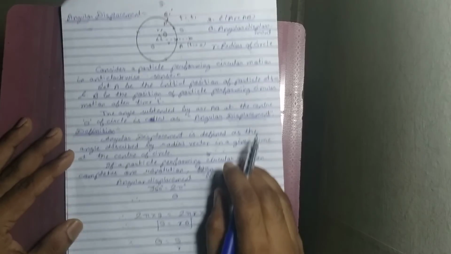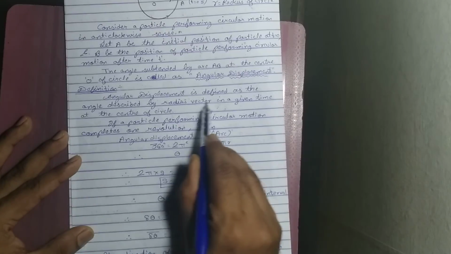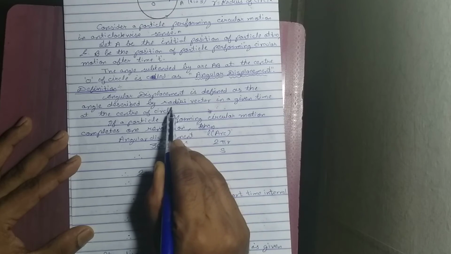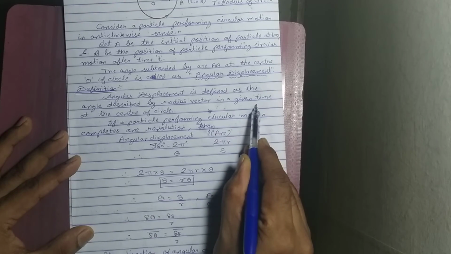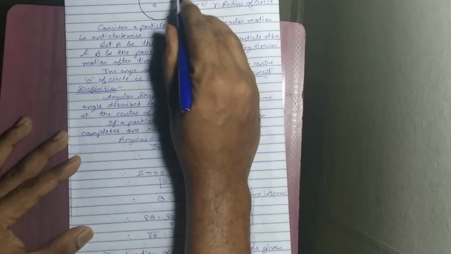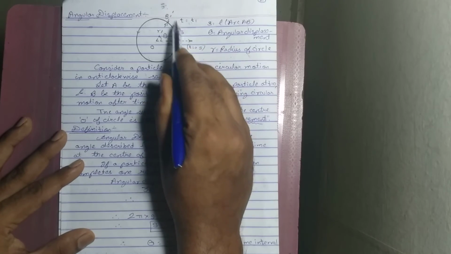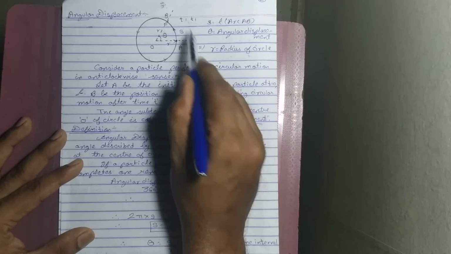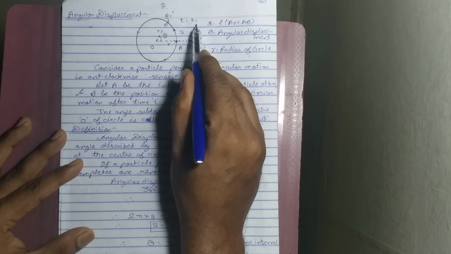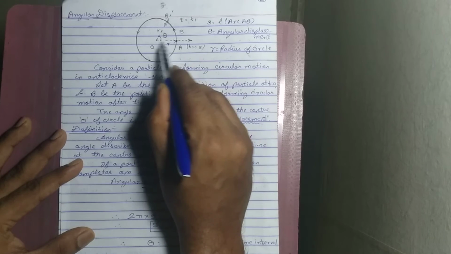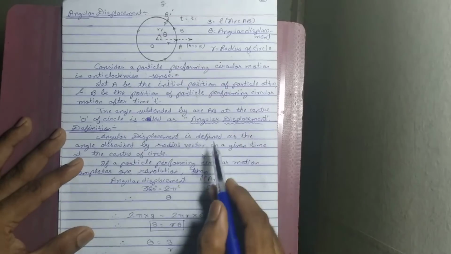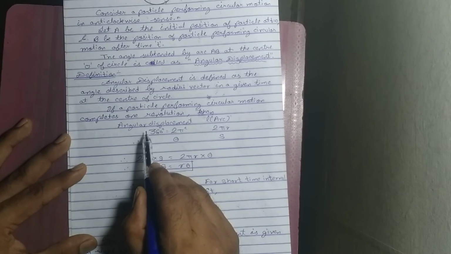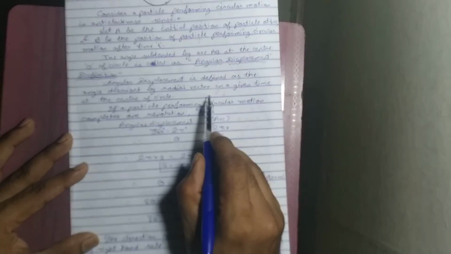So what is the definition of angular displacement? Angular displacement is defined as the angle described by the radius vector in a given time. What is the time over here, students? t1. So from time 0 second to time t equals t1 second, whatever angle the radius vector makes, that angle is called angular displacement.